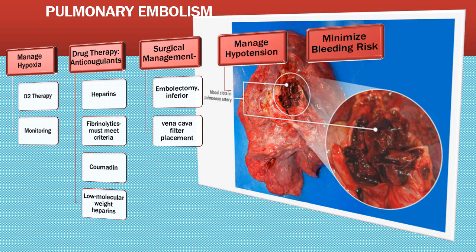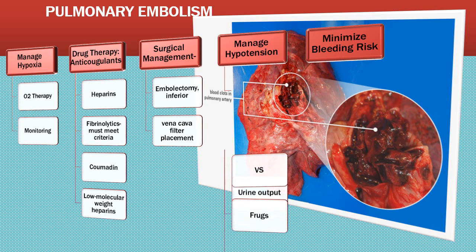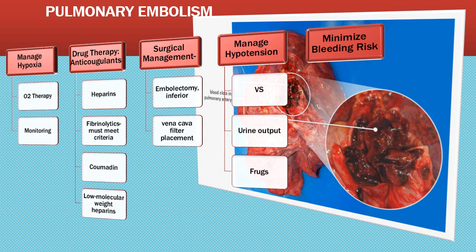Surgical management for this patient is going to be an embolectomy, a removal of a large emboli, or we're also going to do an inferior vena cava replacement to put a filter in. The notes include a picture of what an inferior vena cava filter looks like. Another big important aspect of care is hypotension management.